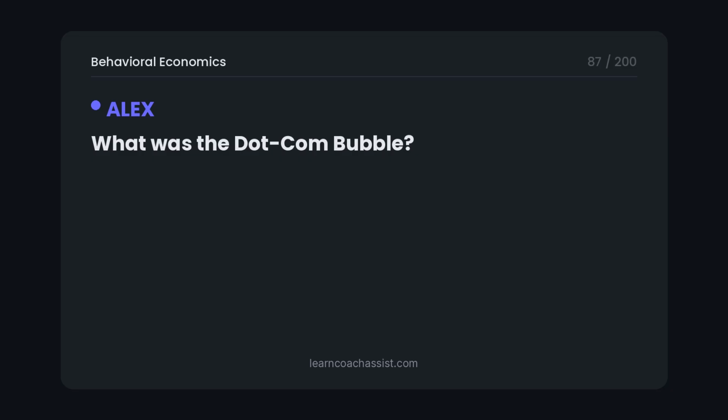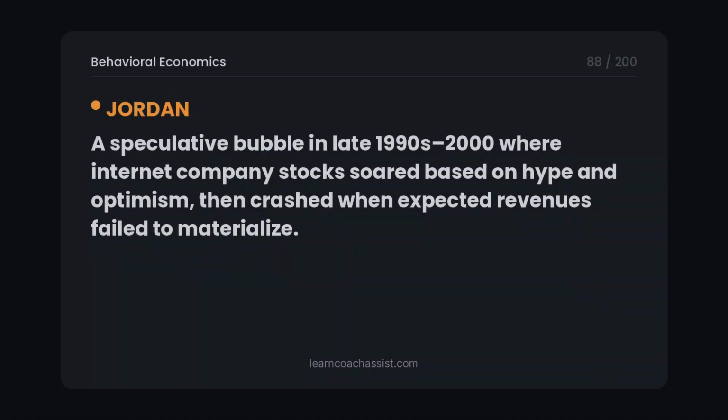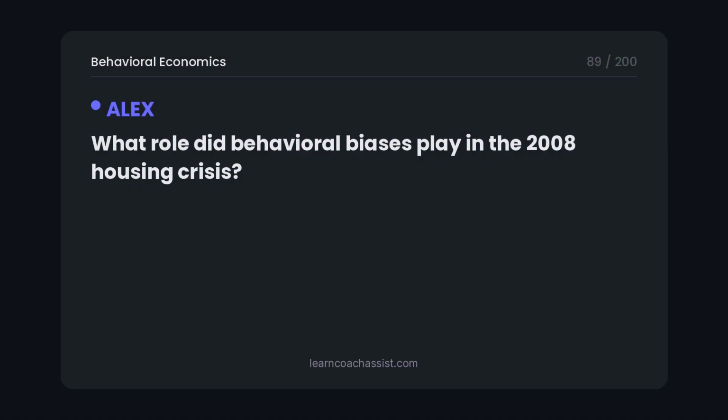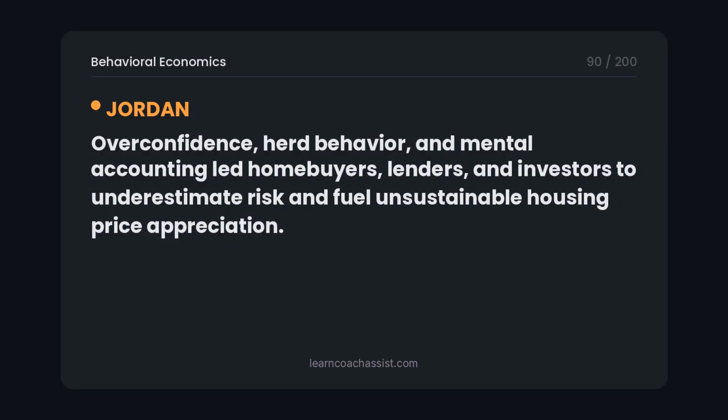What was the dot-com bubble? A speculative bubble in the late 1990s to 2000 where internet company stocks soared based on hype and optimism, then crashed when expected revenues failed to materialize. What role did behavioral biases play in the 2008 housing crisis? Overconfidence, herd behavior, and mental accounting led homebuyers, lenders, and investors to underestimate risk and fuel unsustainable housing price appreciation.